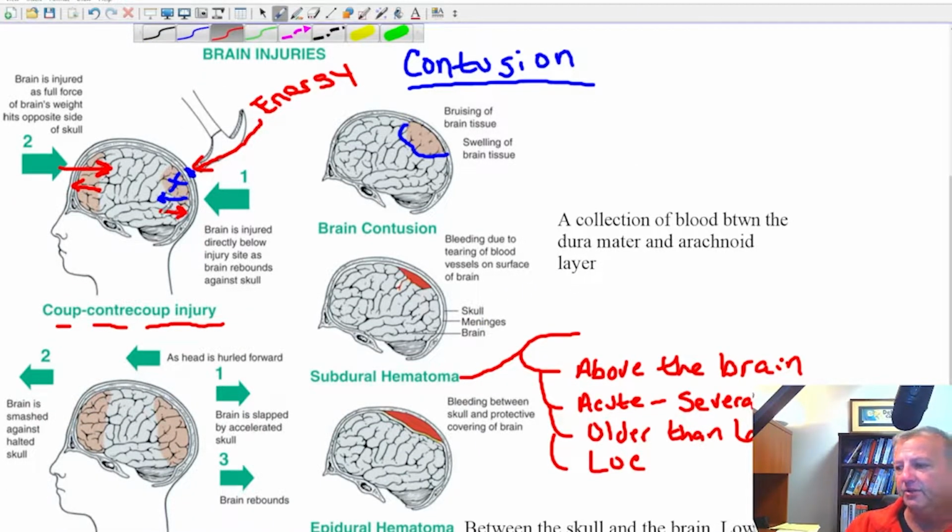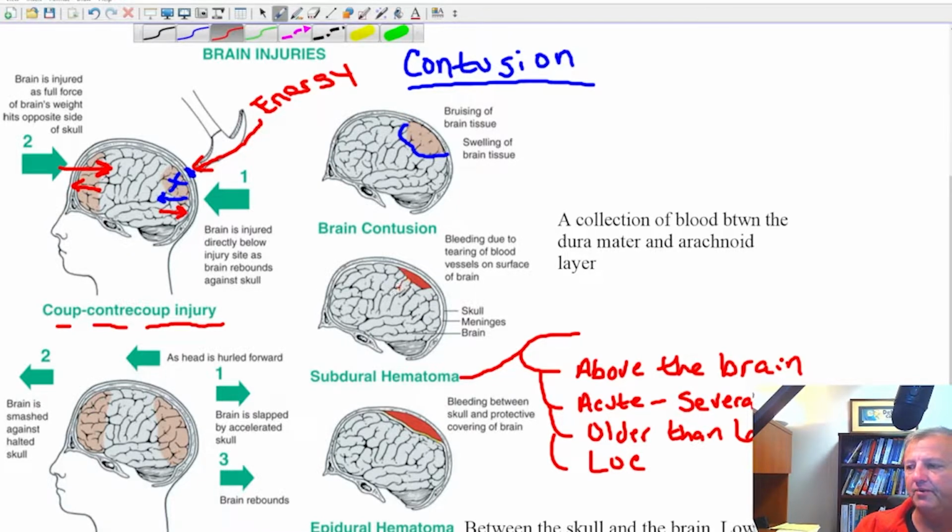A brain contusion causes bleeding due to tearing of a blood vessel on the surface of the brain. But that would actually meet our definition if we look at the subdural hematoma. What do we have here? So the subdural is just that. It's below the dura, right?